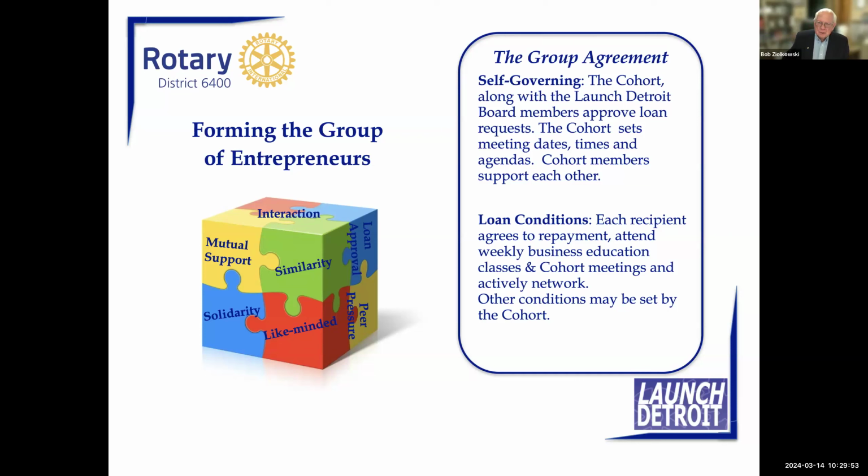The cohort and the Launch Detroit board members approve the loan requests when they're made. So we're going to talk a little bit about the loan request and condition. Each entrepreneur, once they've completed the education portion and have a business plan, is eligible to request a loan. The loans can be up to $2,500. And they need to make a presentation to their cohort and to the board of Launch Detroit in order to get that approval for the loan.